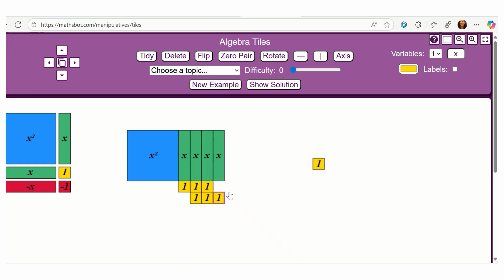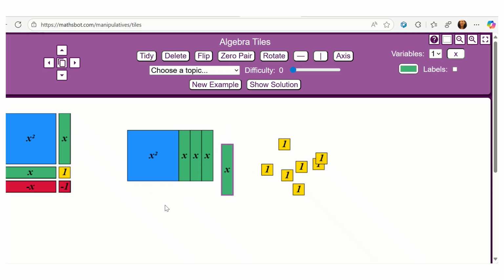So we say, all right, we've got to do something different here. So what if I take like one of these x's and I move it down here? Okay, so I'm going to click the rotate button.